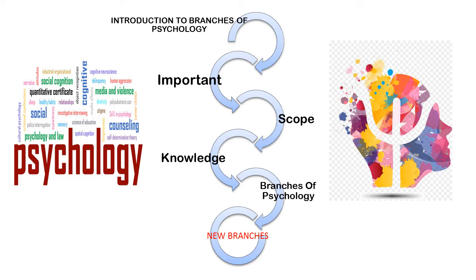Knowledge. Knowledge of psychology is needed to understand the behavioral problems of human beings. Branches of psychology. Nowadays, more than 50 branches of psychology exist to study human behavior from various angles. New branches. Many new branches of psychology have emerged. Example: sports psychology, cyber psychology, etc.